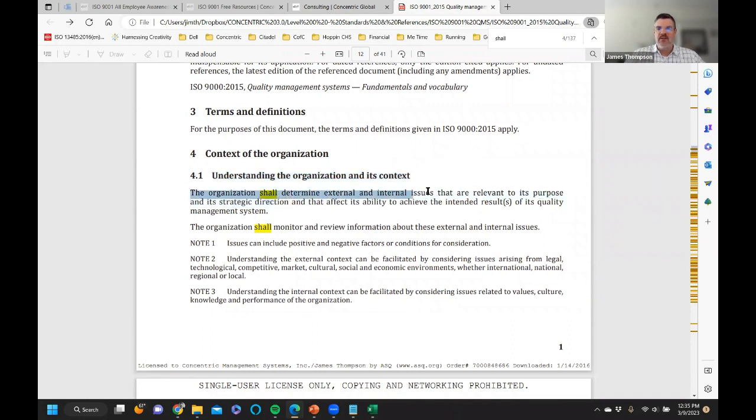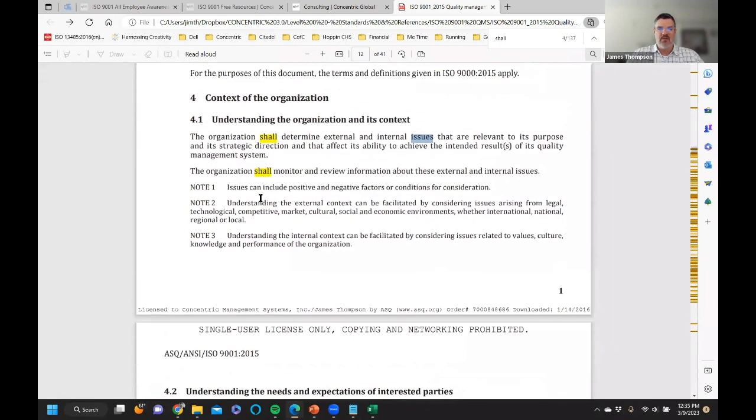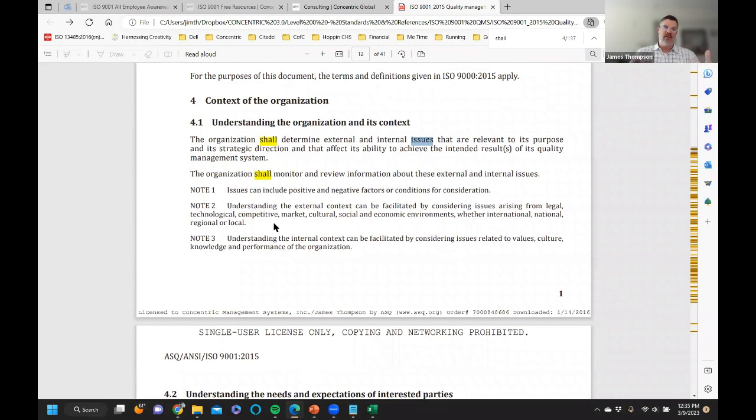The organization shall determine internal and external issues. This is a very broad word, but they are relevant to the organization's purpose and strategy, and affect its ability to achieve the intended results of the QMS. The organization shall monitor and review information about these external and internal issues. And then there's a couple of notes. So ultimately, you might say, okay, we're going to start Ted's Fat-Free Donut Company. As Ted's Fat-Free Donuts, what issues internally and externally do we need to pay attention to? That's a part of who we are as an organization.